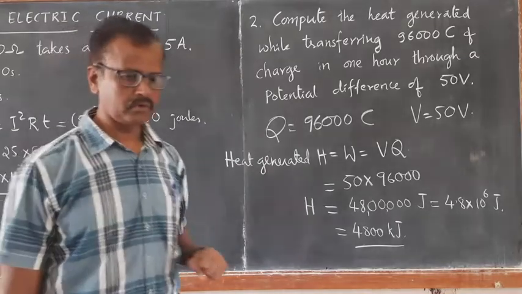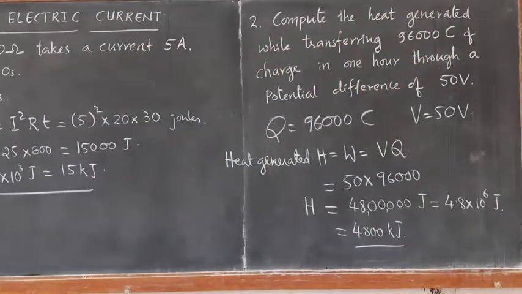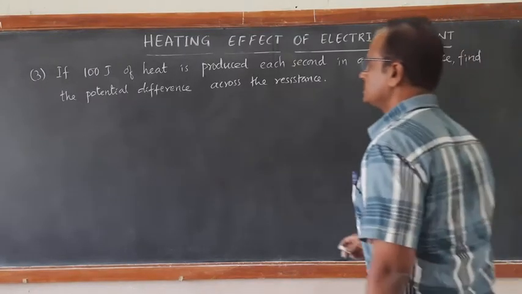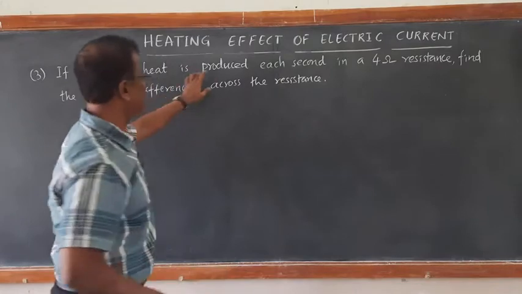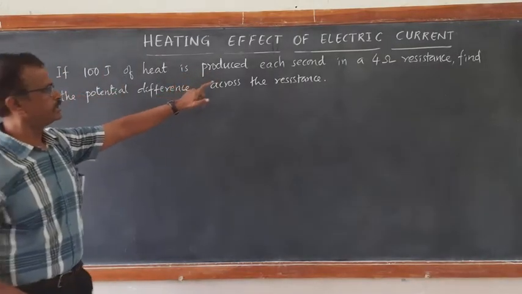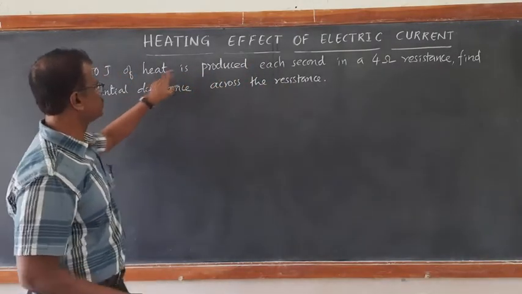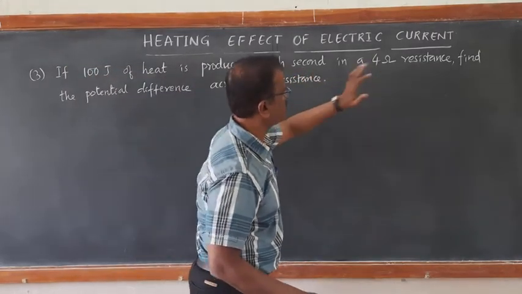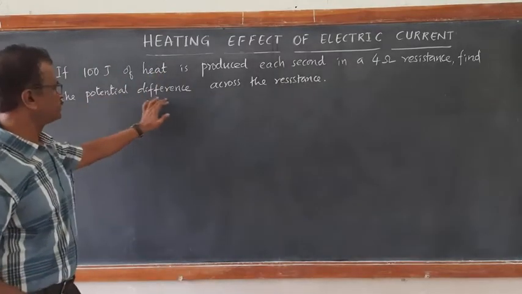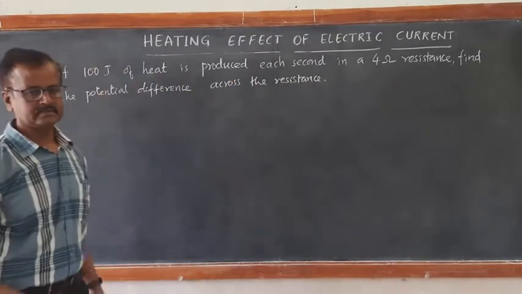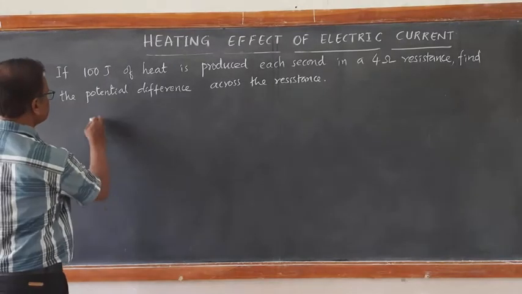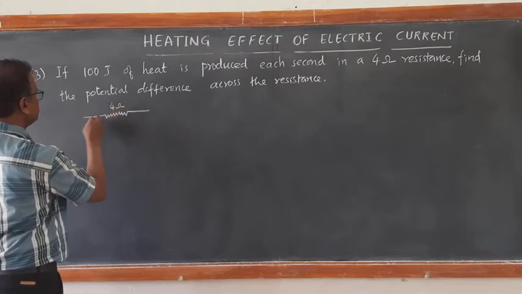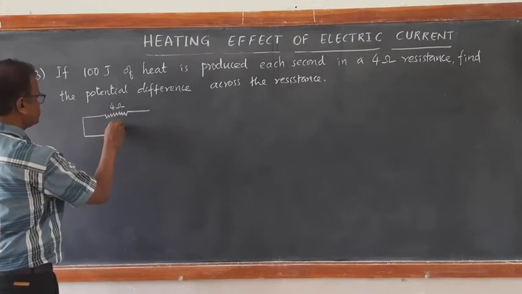Now I will give you one problem. Look at this third problem. If 100 joule of heat is being produced per second in a 4 ohm resistance, find the potential difference applied across the resistance. A 4 ohm resistance is there. What is the potential difference applied across this?